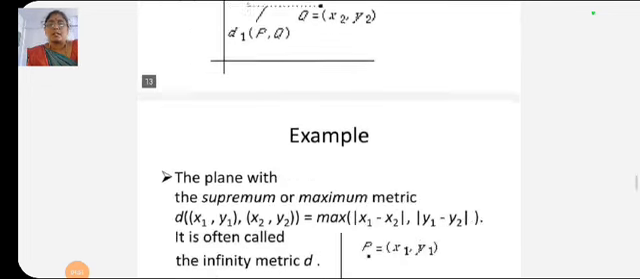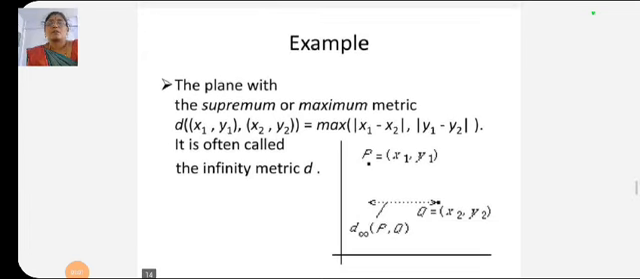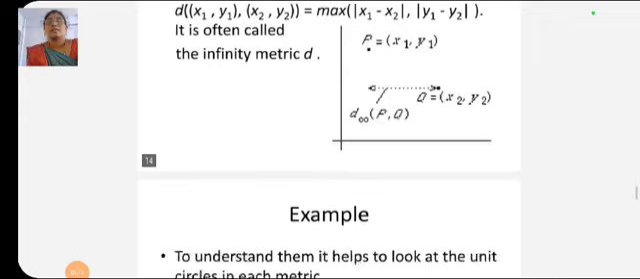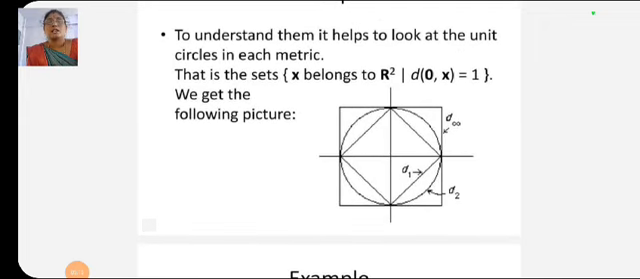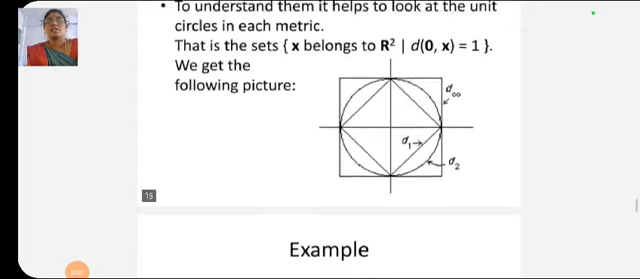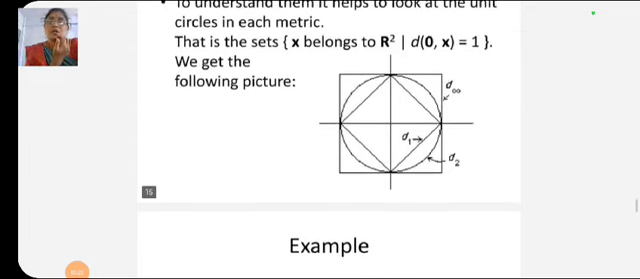It is called d1. Next we have to see the supremum or maximum metric. We calculate the distance between x1 comma y1 and x2 comma y2 as the maximum of norm of x1 minus x2 comma norm of y1 minus y2. This is often called the infinity metric. To understand that, it helps to look at the unit circles in each metric, that is, sets of points in R squared where d of a comma 0 equal to 1. We get the following picture.